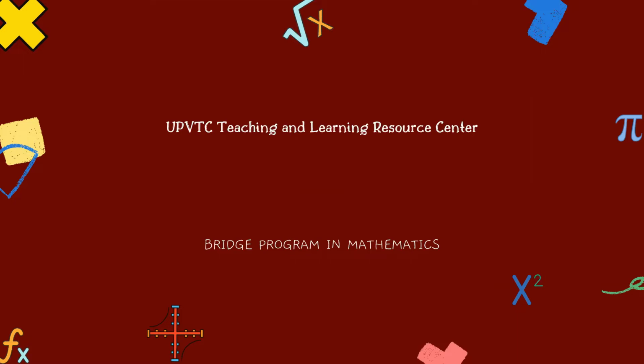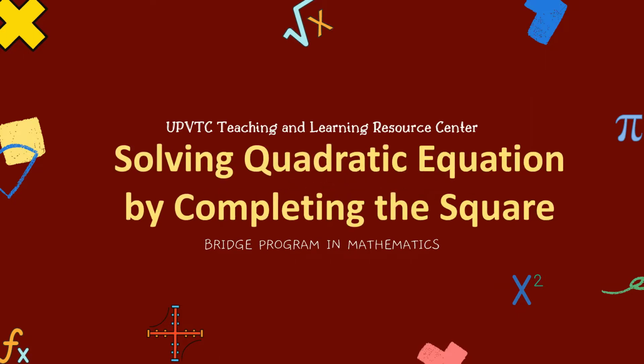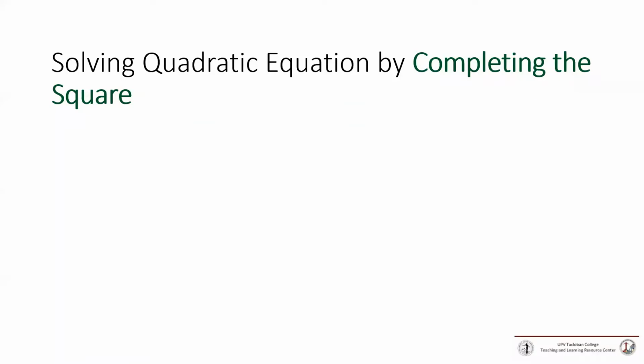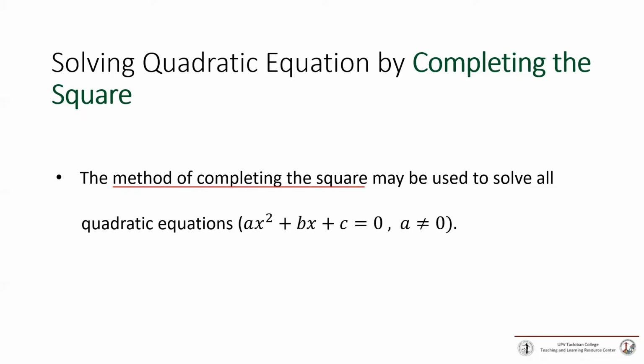For today's video, we are going to discuss solving quadratic equations using completing the square. So how can we solve a quadratic equation by completing the square? The method of completing the square may be used to solve all quadratic equations of the form ax squared plus bx plus c is equal to 0, where a is not equal to 0.